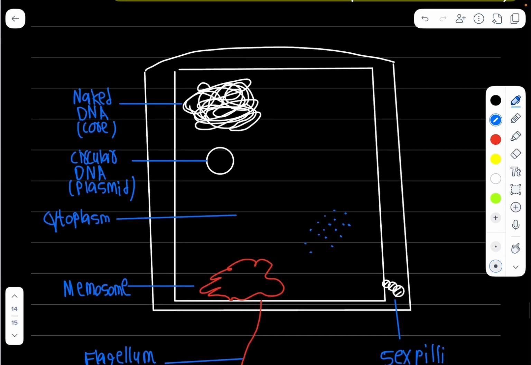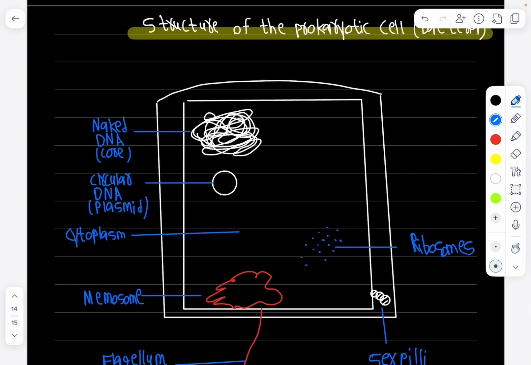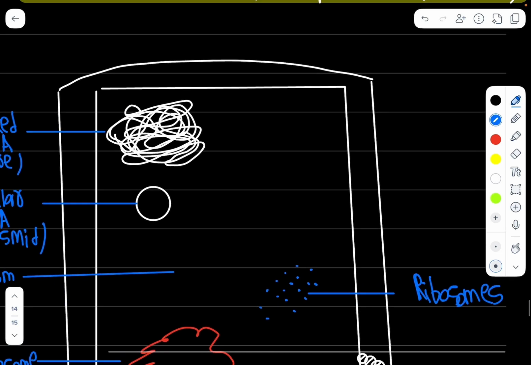Alright, then we have ribosomes over here. Ribosomes. Then we have the cell wall. This is the cell wall. And lastly, this is the cell membrane.